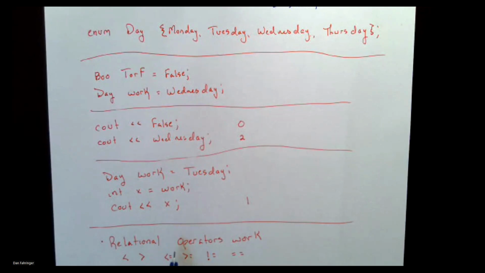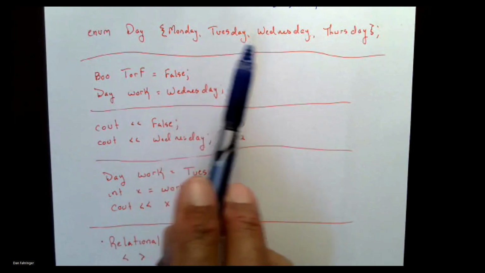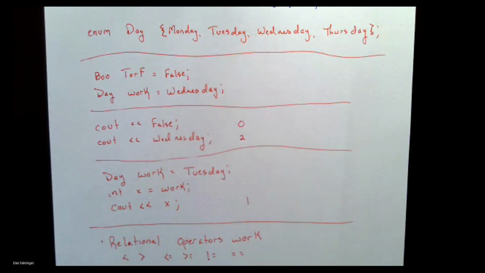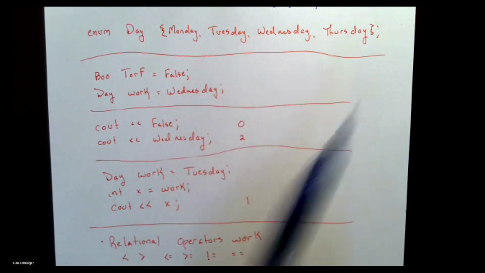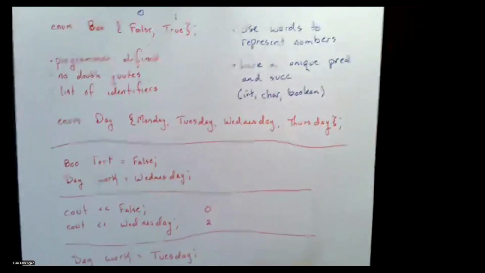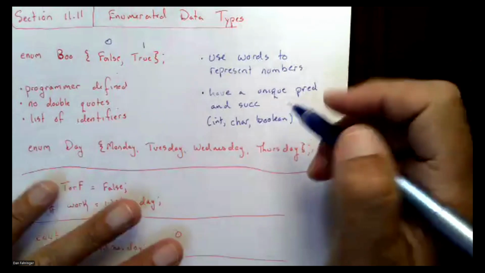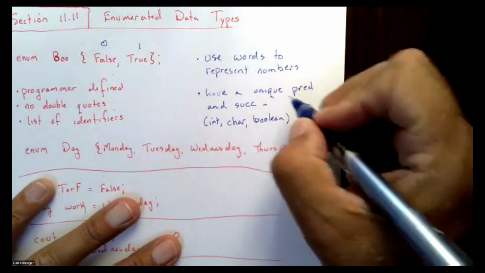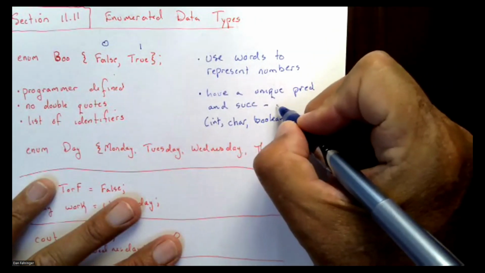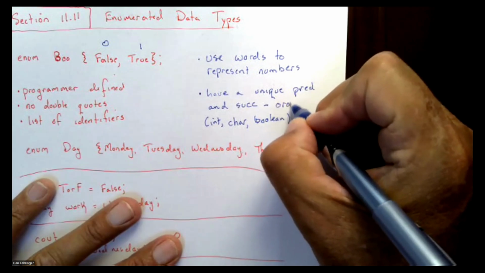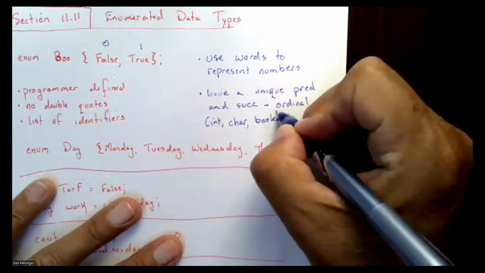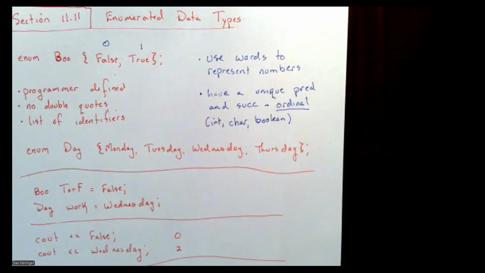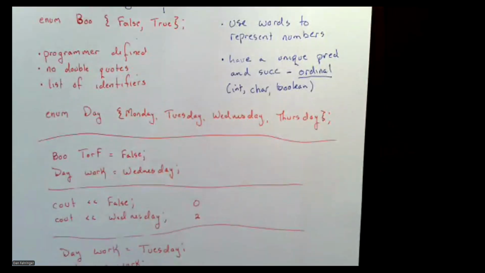The relational operators work as well. Why? Because these have a unique predecessor and a unique successor. Do you know what the word is for a unique predecessor and successor? That means these are, anybody? Ordinal. It's called an ordinal data type, one that has a predecessor and one that has a successor.